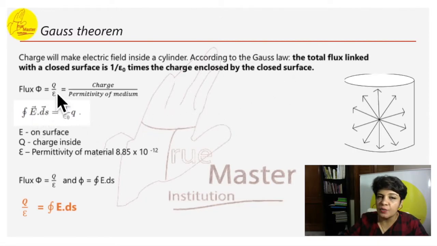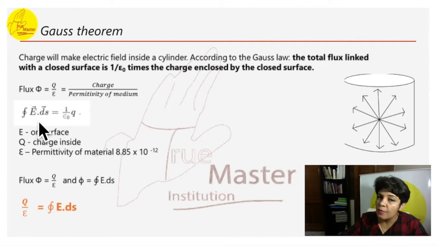Mathematically, flux is equal to charge by permittivity of medium. What does it mean? If a charge is placed inside a medium, what will be the flux? It will be whatever the total charge is, divided by the permittivity of the medium, that is, how much permission the medium is going to give. So this is the second formula that we have derived for the flux.